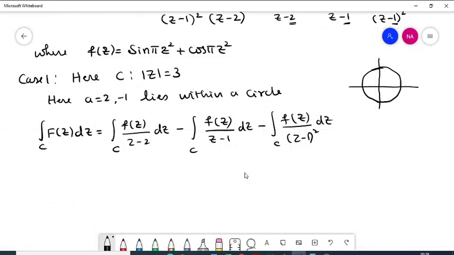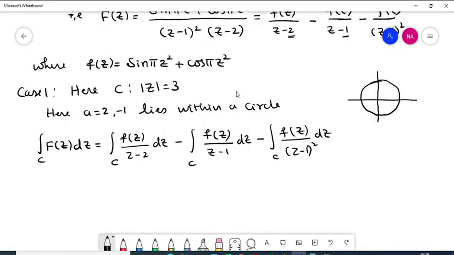Again there is some mistake. See, it is not minus 1, it is plus 1. Yes, sorry, it is plus 1. So 1 and 2 lie inside. Z equal to 1 and 2, not minus 1.